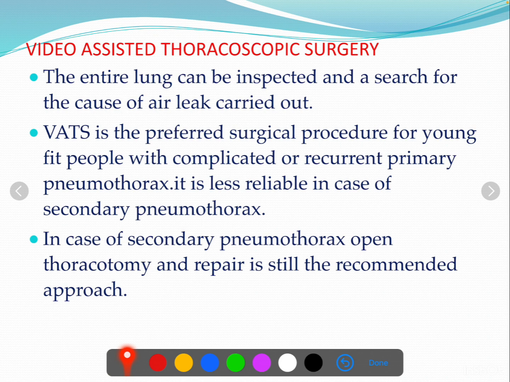VATS is the preferred surgical procedure for young fit people with complicated or recurrent primary pneumothorax. It is less reliable in case of secondary pneumothorax. In case of secondary pneumothorax, open thoracotomy and repair is still the recommended approach. Very, very important. If a patient has secondary pneumothorax, with underlying lung disease, then open thoracotomy and repair is the recommended approach.